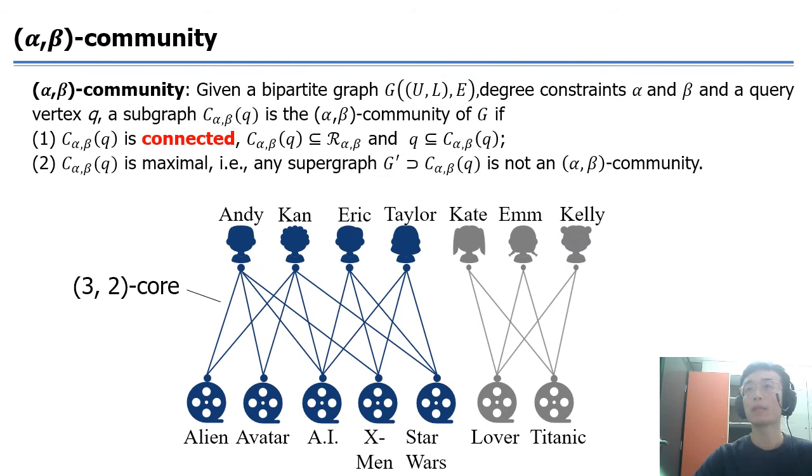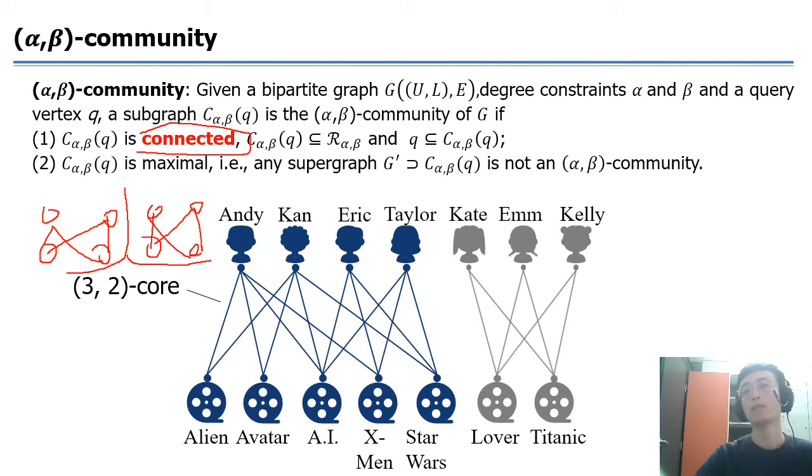Based on the alpha-beta core model, the alpha-beta community model is further defined by requiring connectivity. Because the original alpha-beta core definition does not require connectivity, it may group two disconnected groups into one alpha-beta core. By further requiring connectivity, we can solve this issue and can use the alpha-beta core model to do community search.